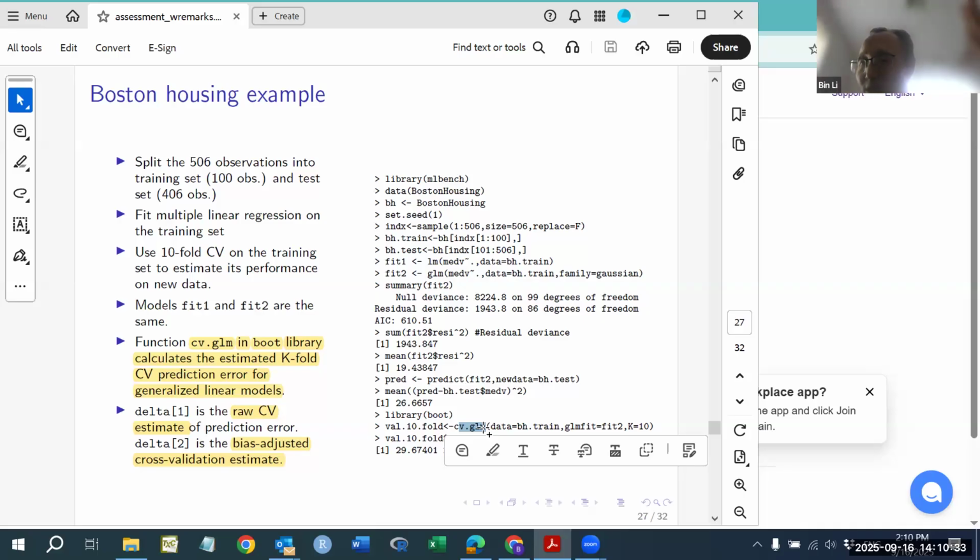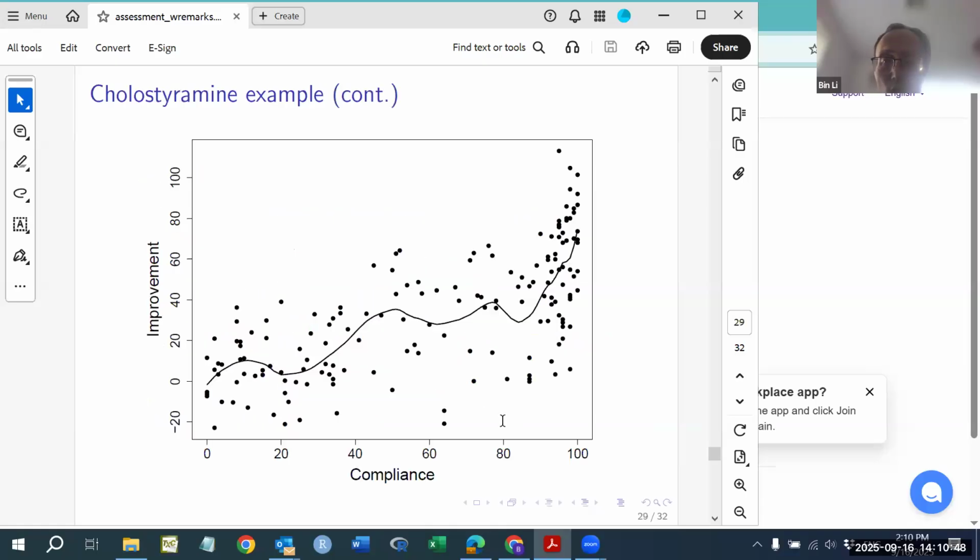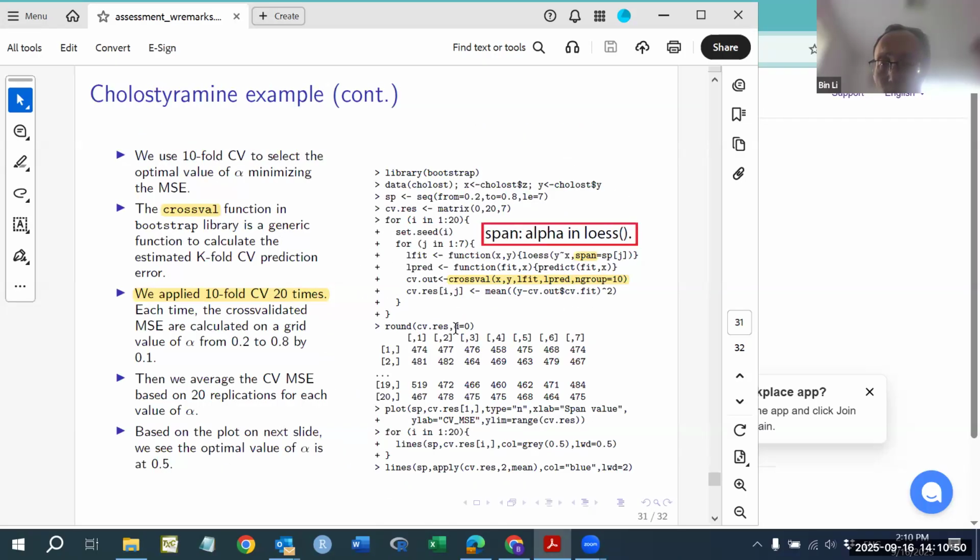So if the model is not a generalized linear model, let's say an artificial neural network, it's not a generalized linear model at all, so that function cannot be used. Cross-val is more general and can be applied to more general functions. That's the purpose, and you can see the sample code to run that.